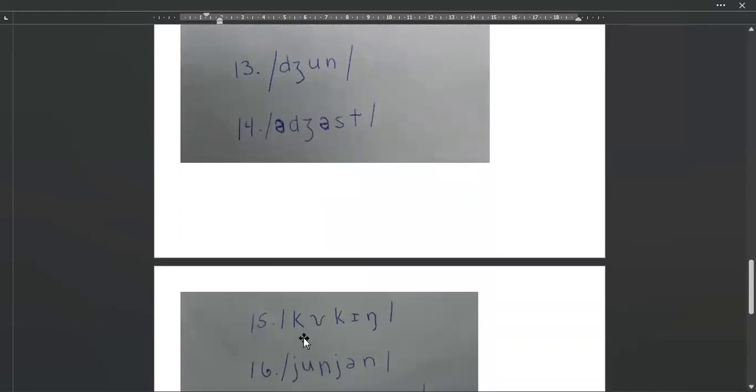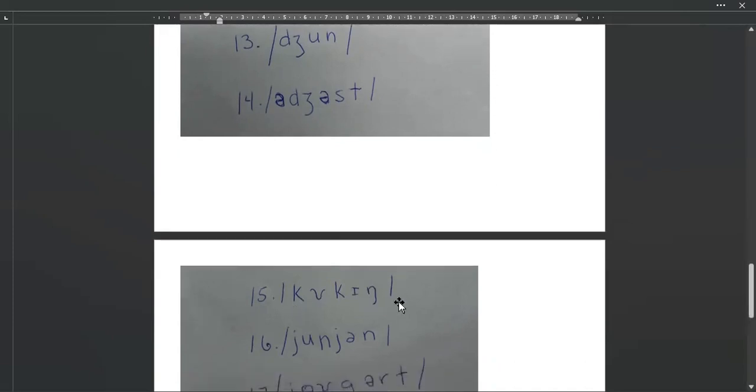In 15, we have cooking. So cook is one of the examples that you can remember with the lax U. And then in the ing ending, we have a lax I and a velar N. That's important because I'm going to do this again in the exam.